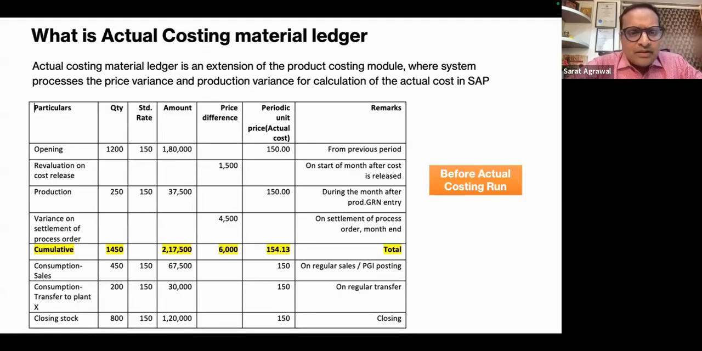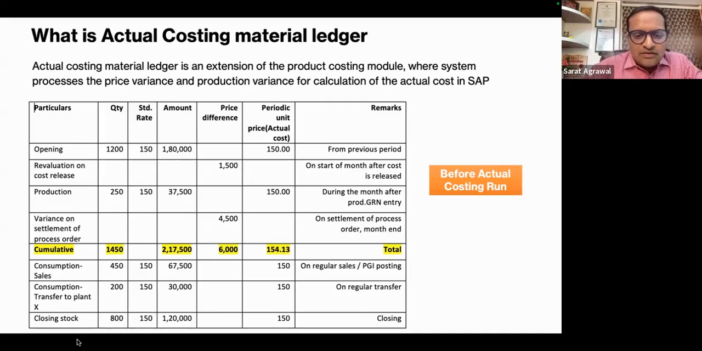This table is basically showing the product opening stock, revaluation of that product, and the standard price, that is 150. The production we are doing here, let's say 250 quantity we are producing. So the cumulative quantity is 1200 plus 250, which is 1450. The amount you can see here, 217,500, is showing the standard cost of that particular amount.